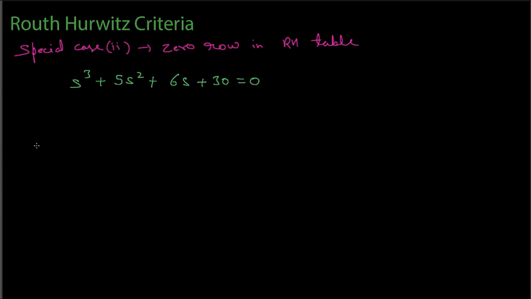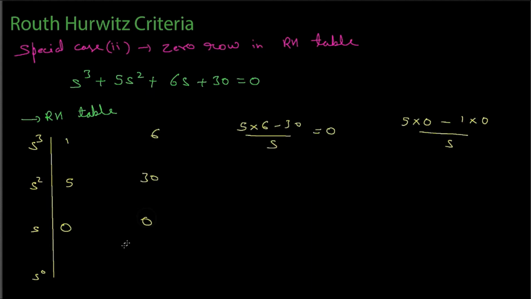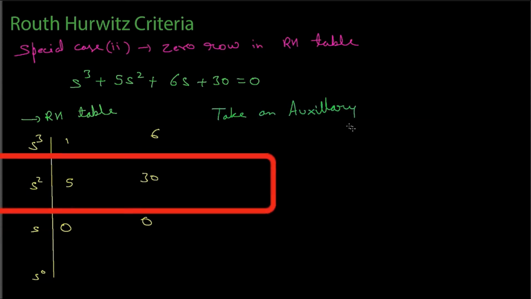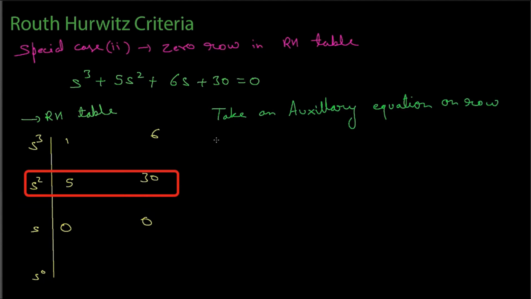Here you can see that this equation does not satisfy any of the prior conditions of RH criteria. That is, there are no missing powers of s, and there is no sign change. So we have to go to the fourth condition and calculate the RH table. Now when we calculate the RH table, we can see that there is a row with all zero elements, because of which we cannot move forward and calculate values for the last row. In this case, we will take the auxiliary equation of the row just above the row with all zero elements. Since s1 has all elements as 0, we will take the auxiliary equation from the s square row.